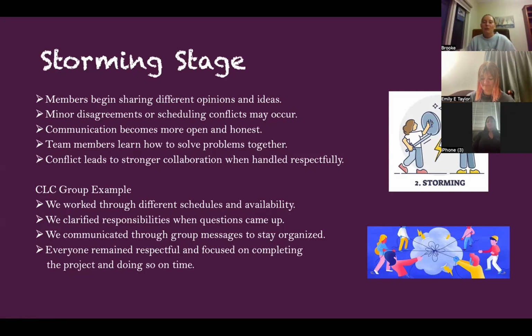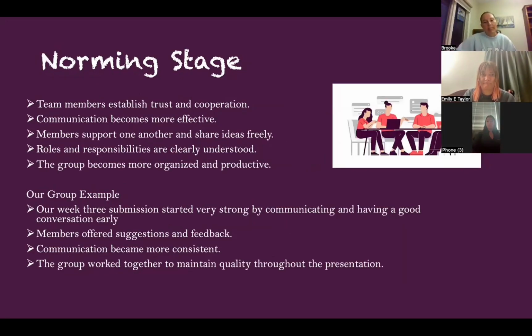And in this stage, you really just have to be organized and try to solve problems as they come. Everyone is very respectful and focused on completing the project and doing so on time, or as much as we could. The next stage is the norming stage.